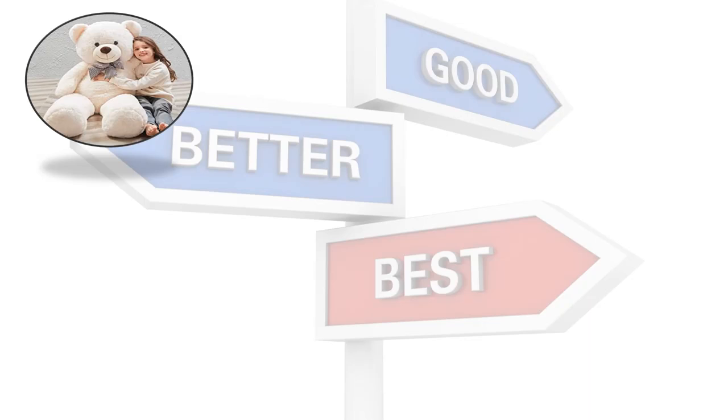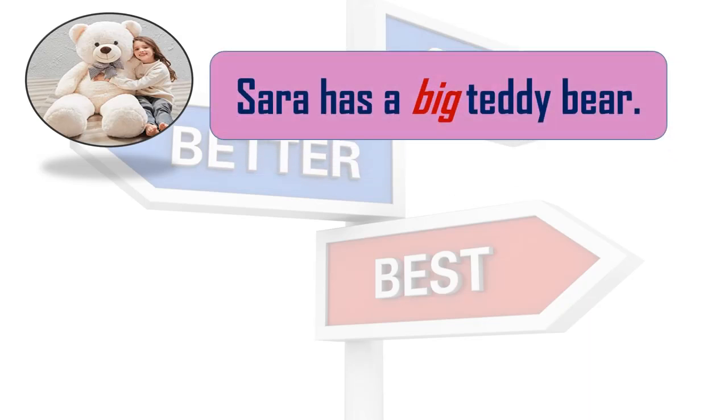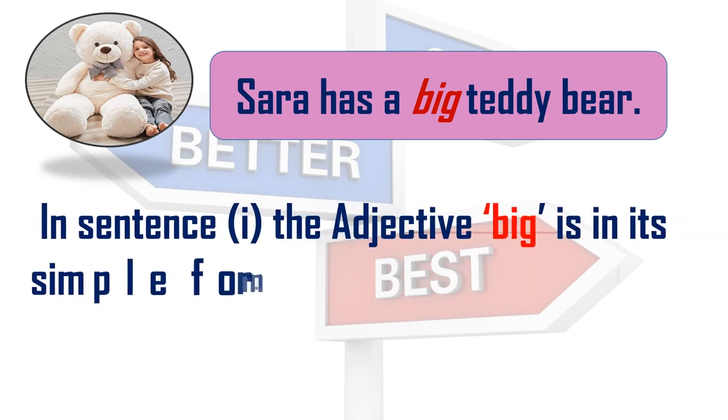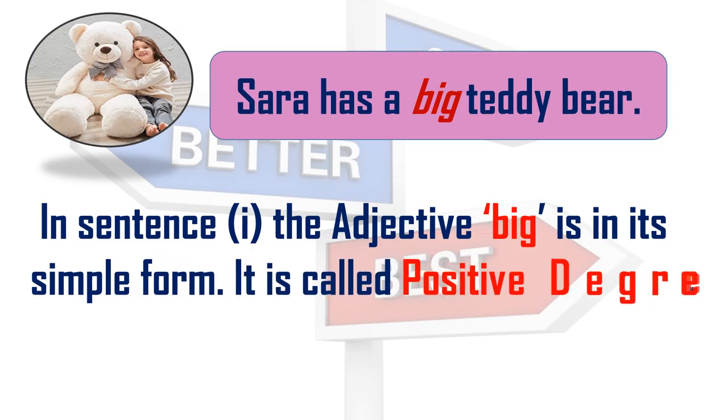So here comes our first picture with the first sentence. Sarah has a big teddy bear. Look at the word big. In this sentence, the adjective big is in its simple form. A very simple form. Big teddy bear. That's it. It is called positive degree. Very simple sentence. Sarah has a big teddy bear. Here we have not compared with any other thing. It is in simple form, so it is called a positive degree.